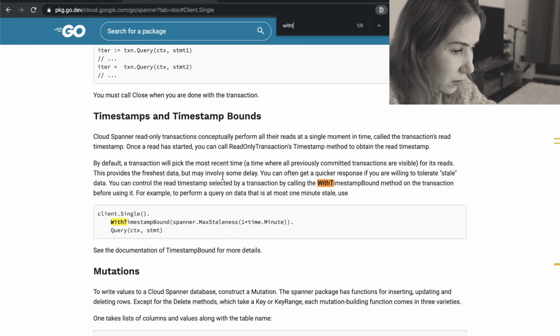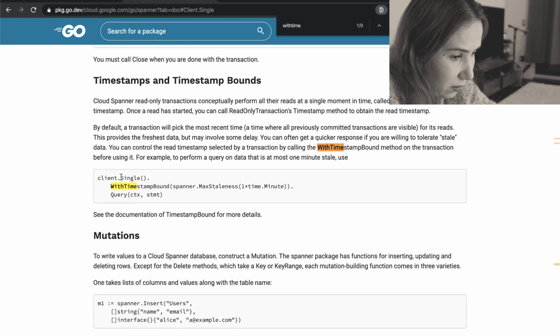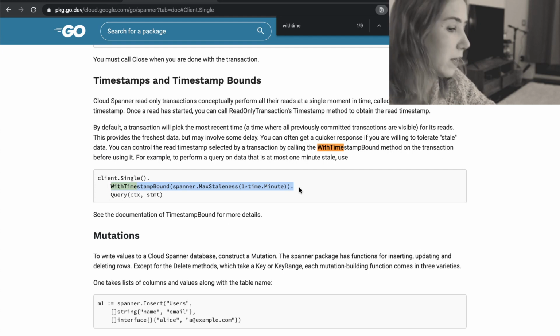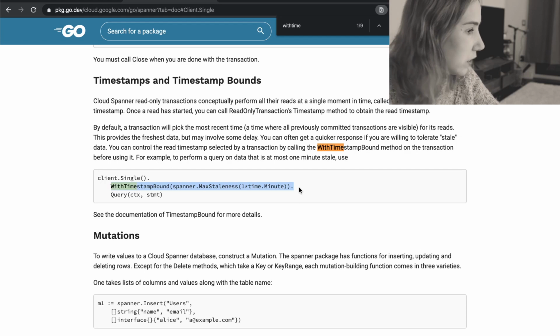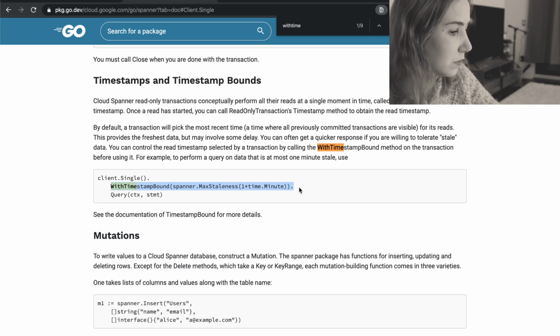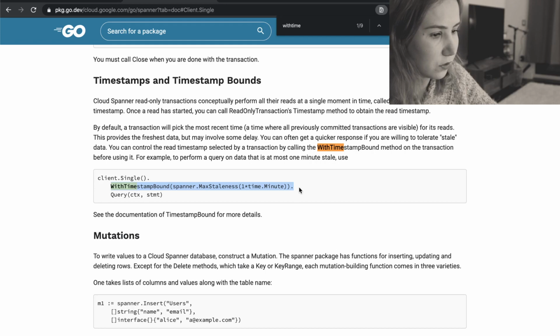You basically say with timestamp, and then you can provide the maximum staleness you can handle, and so on. Again, stale data could be useful in certain cases, such as when you just want to run some analytics on the data, you just want to read everything, and it doesn't matter if it's 10 seconds stale, but that's still useful for you, so you can do stale reads in those cases.